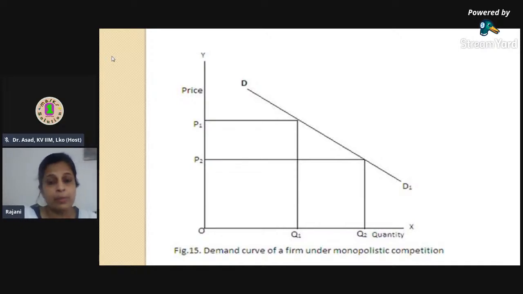It's a downward sloping curve, but compared to the monopoly, it is relatively elastic, with more responsiveness to the price change because more competition is there. It's not competitive in behavior, it's competitive in structure.